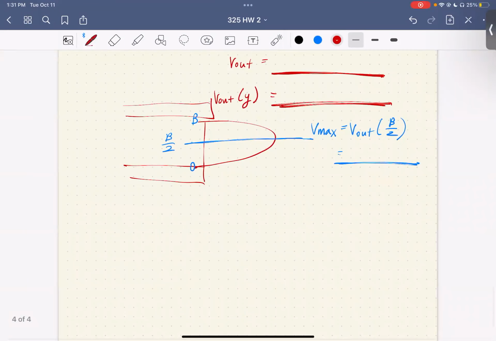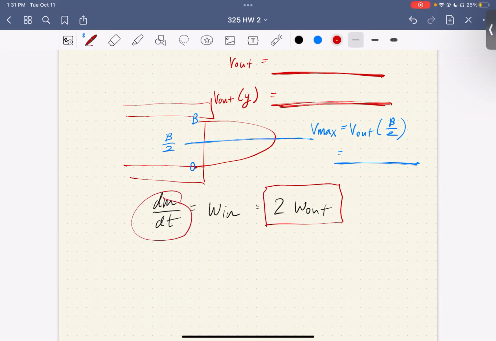Lastly, to get dm dt, remember you can also do w in equals 2 w out. I do recommend that you just try the w out. I know you do need to take the integral, but it's really good practice. Please try it this way to find dm dt. Then you should find dm dt is equal to something, right? And it's going to be in terms of v in, velocity in, right?